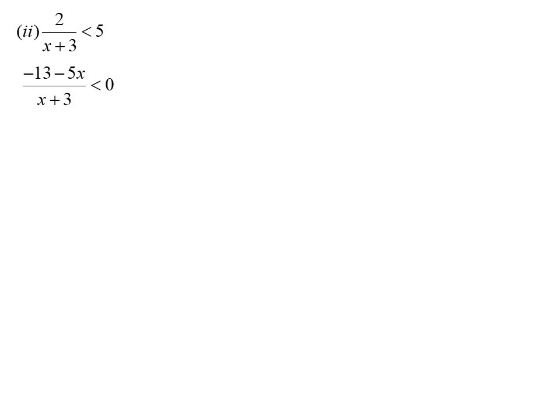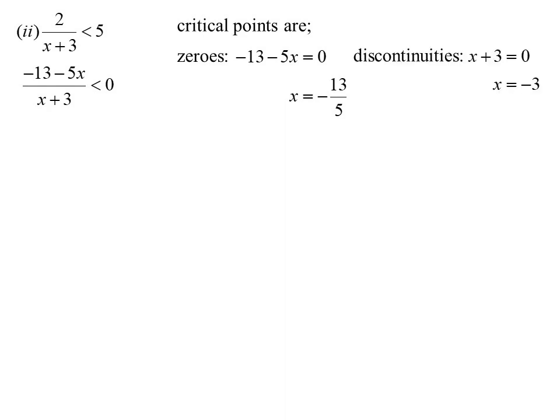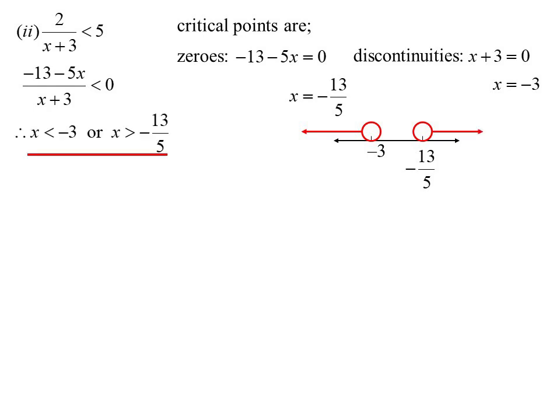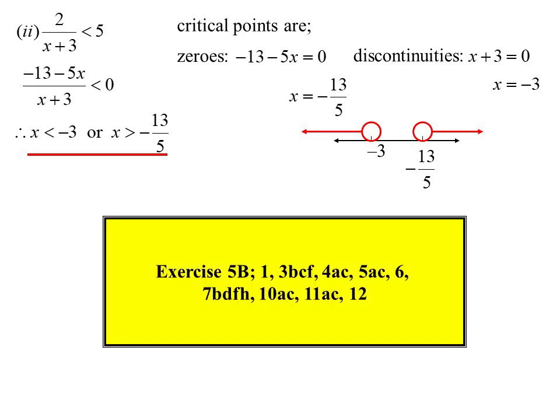Well, that's the top of the fraction and the bottom of the fraction, isn't it? X-intercepts must be when the top of the fraction is equal to 0. Discontinuity must be when the bottom of the fraction is equal to 0. So our critical points will be the zeros, the top of the fraction, minus 13 on 5. The discontinuities will be the bottom of the fraction, x is -3. There's your two critical points. Test your regions and you get your answer. It's the same idea, but pulling everything to one side first. Okay, there we go.